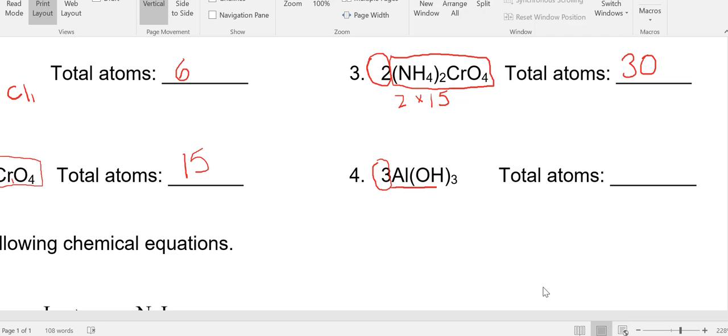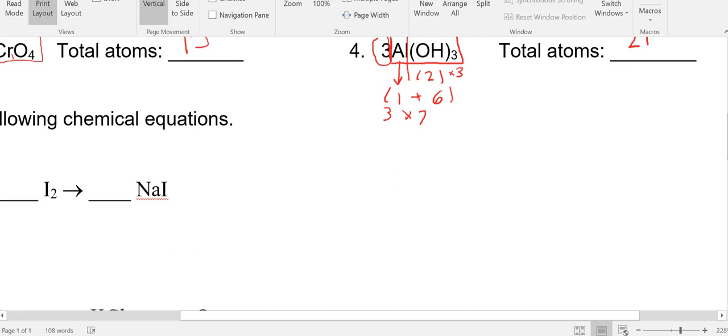So now we have to look at this whole formula first, and then we have to leave this 3 on the outside till last. We're going to multiply everything inside the formula by 3. Okay, starting with the parentheses, we have OH, so that's 2 atoms, 1 oxygen and 1 hydrogen, times 3 for a total of 6 atoms. And then you have to bring down this atom here, 1 atom of aluminum, plus 6 makes for a total of 7 atoms. But then now we have to multiply that by the 3 here. 7 times 3 is 21.